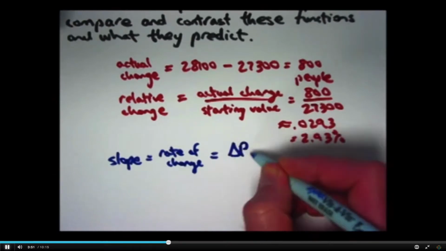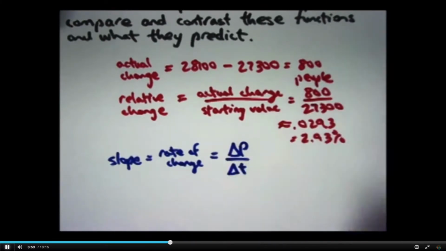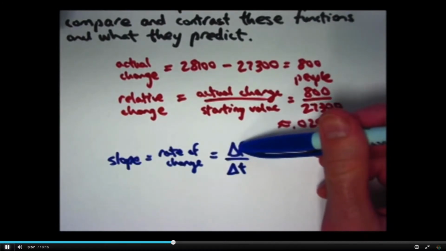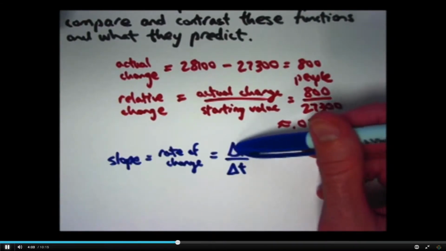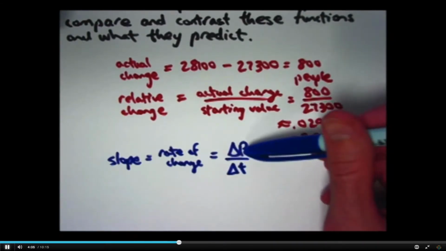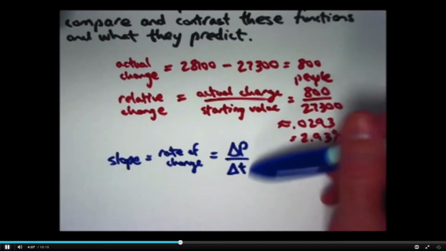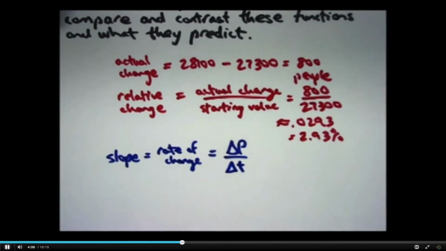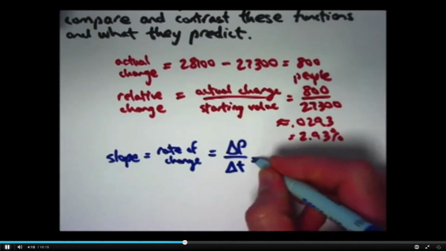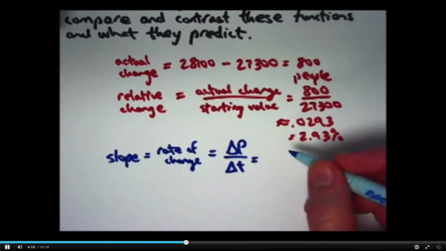I'm going to write delta P divided by delta T here. It's common, this triangle shape here is a capital Greek letter delta. It's common to use that letter to mean changing, shorthand for change in P, change in T. These are two individual quantities, delta P and delta T, that give us the rate of change, the slope of this function, rise over run.